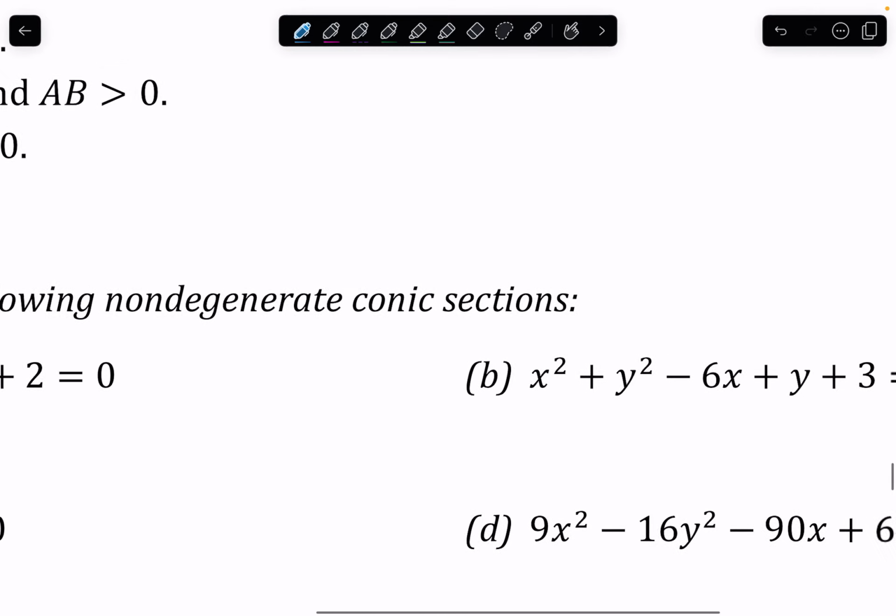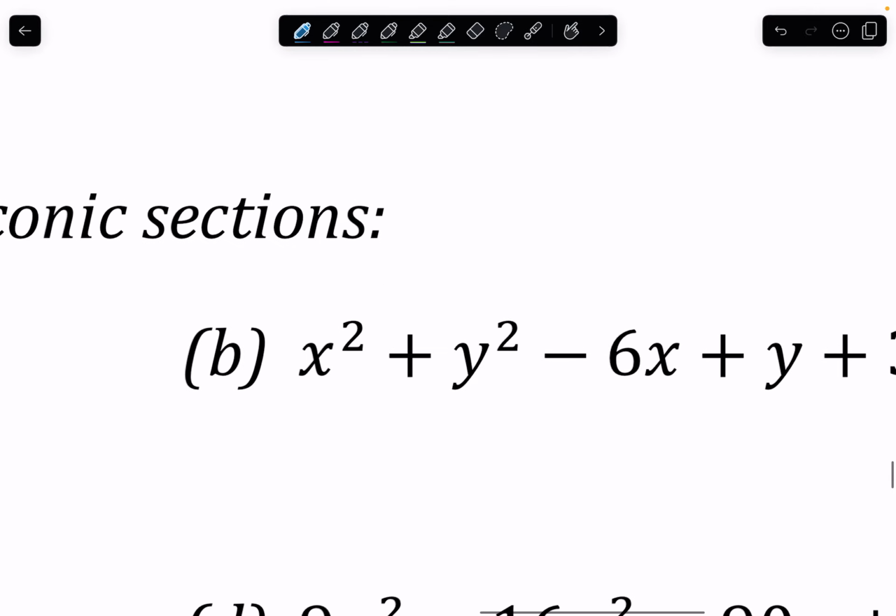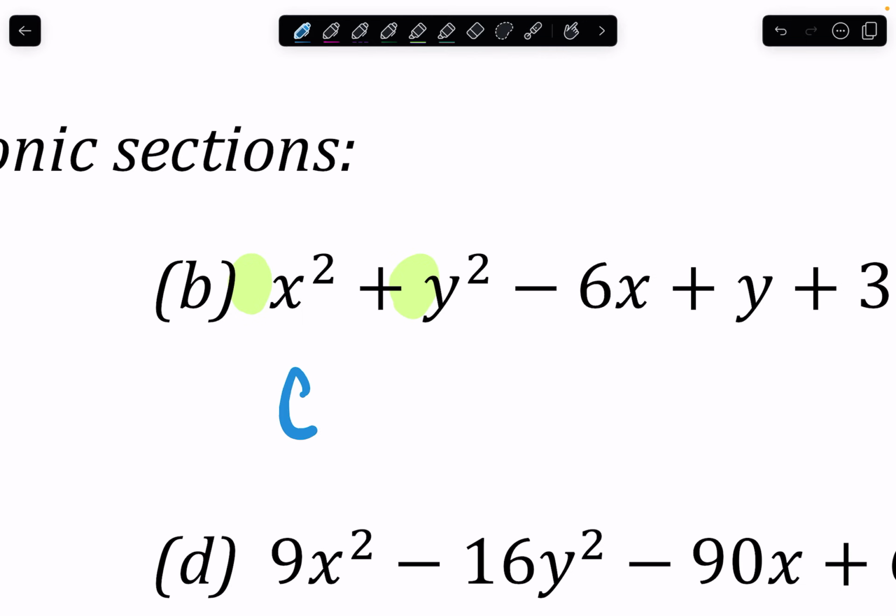All right, B. So I'm also dealing with a sum, so I know it's either a circle or an ellipse. I look at the coefficients of x squared and y squared. They are the exact same. That means the distances are equal. Well, the distances are equal on a circle because it's completely round. It's not oblong or oval shaped.